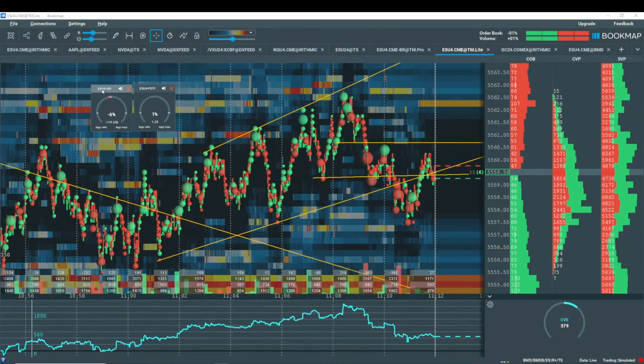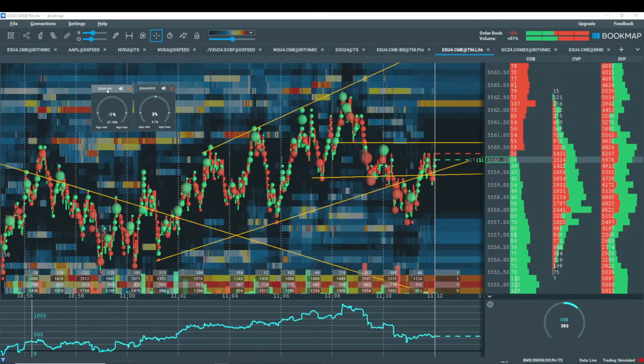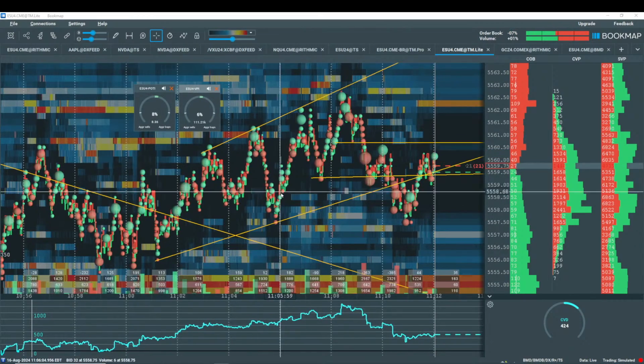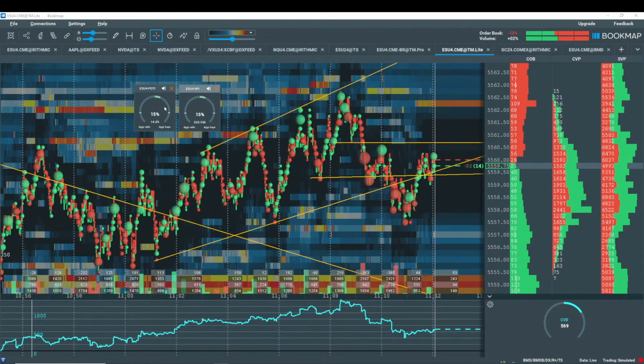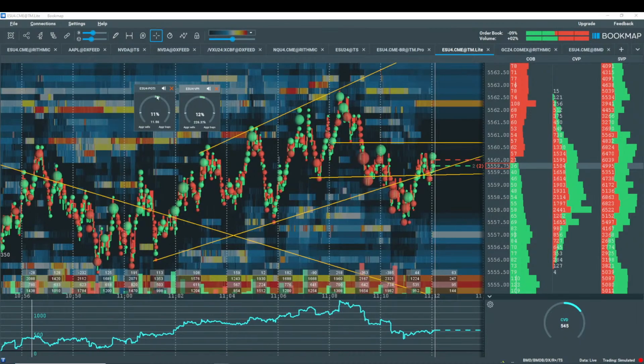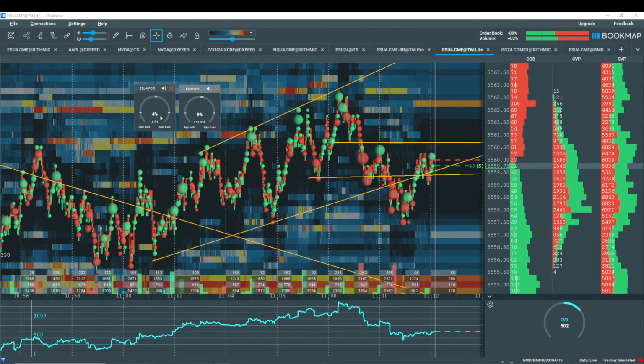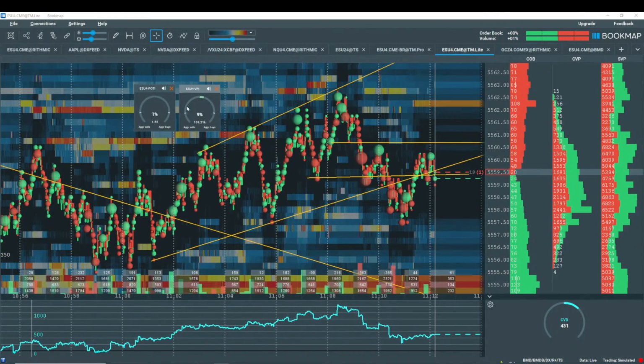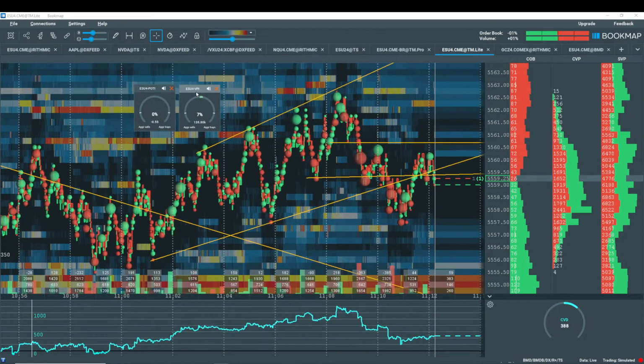All right, so I'm going to arrange them this way. Pace of tape is first. I'm looking for a lot of orders to come through, fly through here. I want to see the pace of tape pick up. And then secondly, I want to see the volume pressure start to pick up.